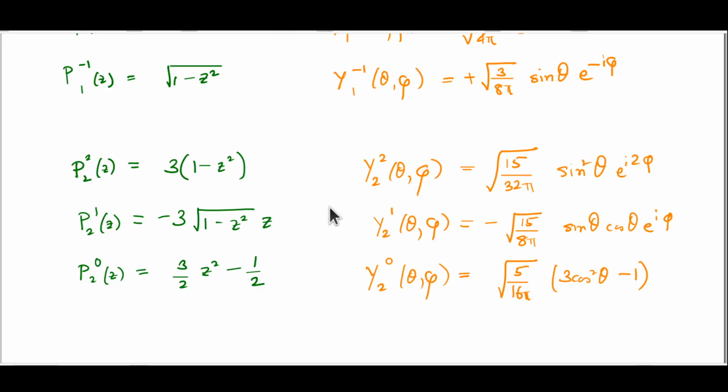Y22 happens to be sine square theta e to the i2 phi. Y21 happens to be sine theta cos theta e to the i phi. Of course, there are normalization factors in front. And Y20 is 3 cos square theta minus 1. Just to drive home the point again, Y2 minus 1 is actually plus root over 15 by 8 pi sine theta cos theta e to the minus i phi. And Y2 minus 2 is also plus root over 15 by 32 pi sine square theta e to the minus i2 phi. In the case of Y2 minus 1, the sign changes from Y21 because of the fact that minus 1 to the m is minus 1 for m equals 1.